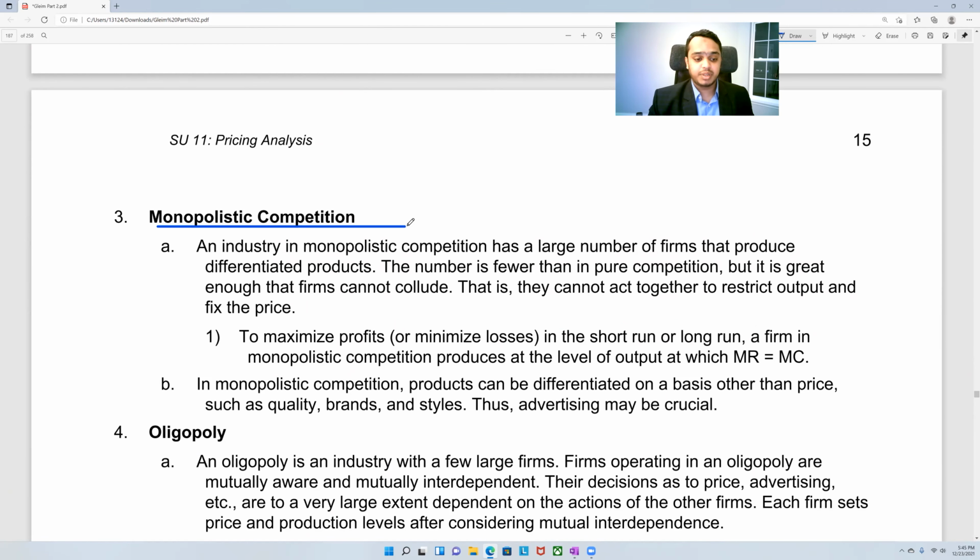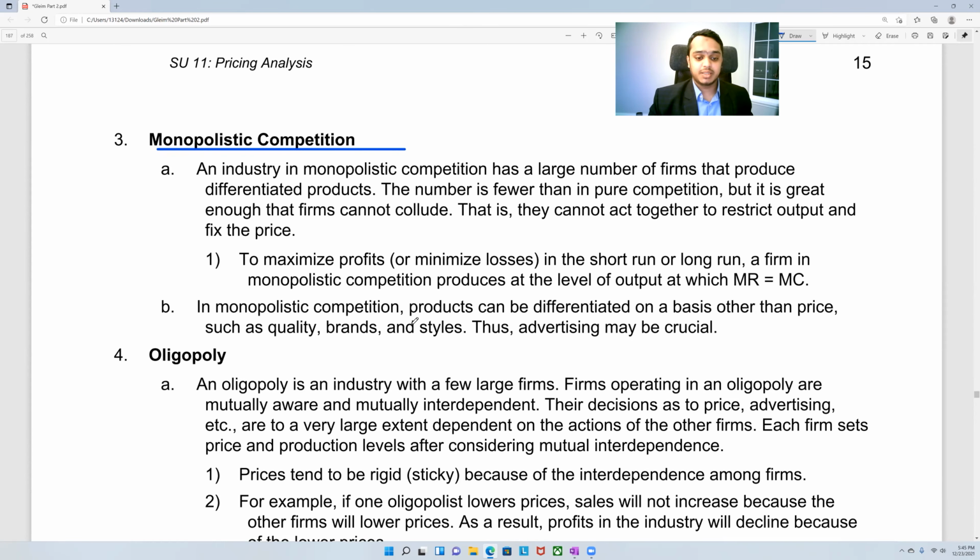Now, monopolistic competition. To maximize profits in the short run or long run, a firm in monopolistic competition produces at the level at which marginal revenue equals marginal cost. That's the place where they get maximum profits. But understand this, it's just slightly different from the monopoly. The products can be differentiated on the basis of price, quality, brands, and style. Thus, advertising may be crucial. So it's kind of a differentiated product, but almost the same market. So it matters how you market your product.